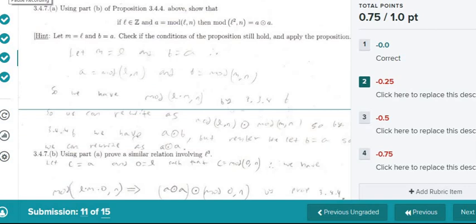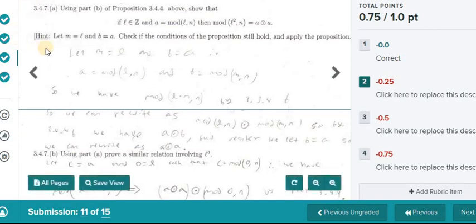All right, so let me critique this one. Now here the person restated the hint. Now, see, this is a hint; it's not a proof. I'm referring to proposition 3.4.4. But when you write out the proof, you shouldn't just say this. You should say let M equal L and B equal A in proposition 3.4.4. Okay, this is fine.